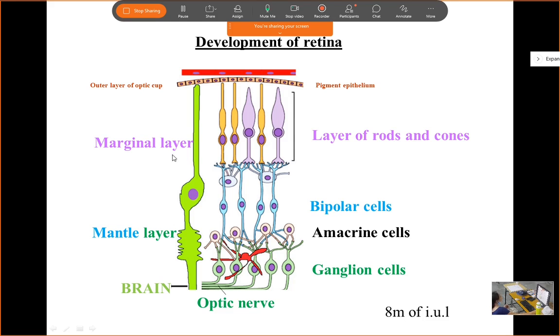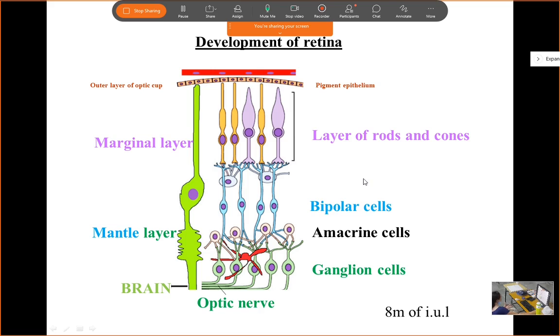In the marginal layer usually the fibers are present, but here the layers of rods and cones are formed from the marginal layer. From the mantle layer the other neurons are formed: the bipolar cells, amacrine cells and the ganglion cells. All these layers are formed by 8 months of intrauterine life, that is just before delivery, isn't it? But the layers of rods and cones mature even after birth.